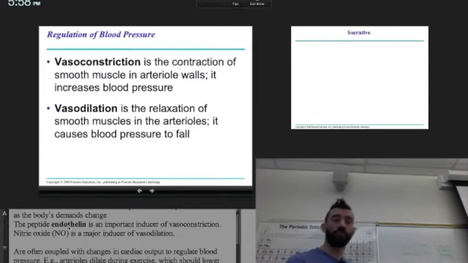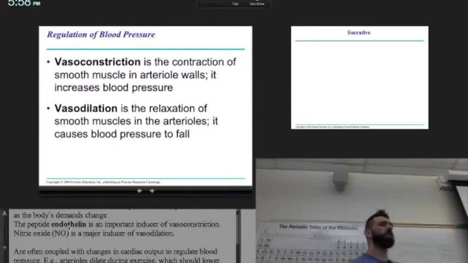So vasoconstriction and vasodilation also involve contraction of smooth muscles. They are in arterial walls. If you have vasoconstriction, that's going to increase blood pressure. If you have vasodilation, that's going to decrease it.